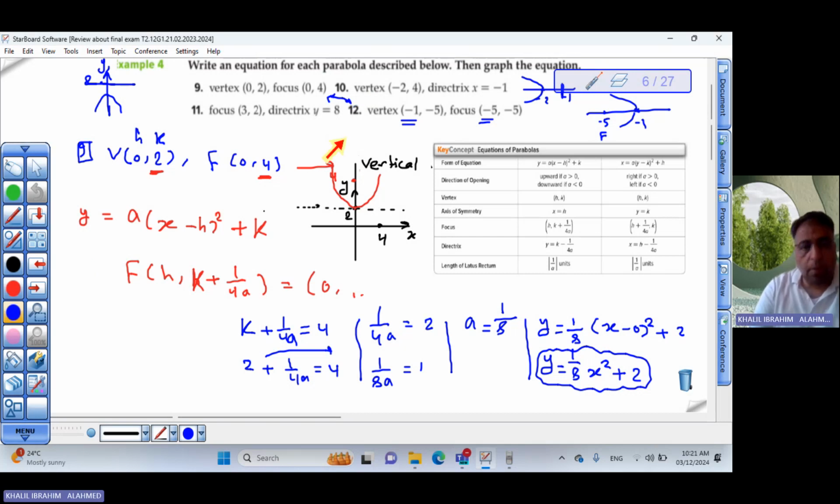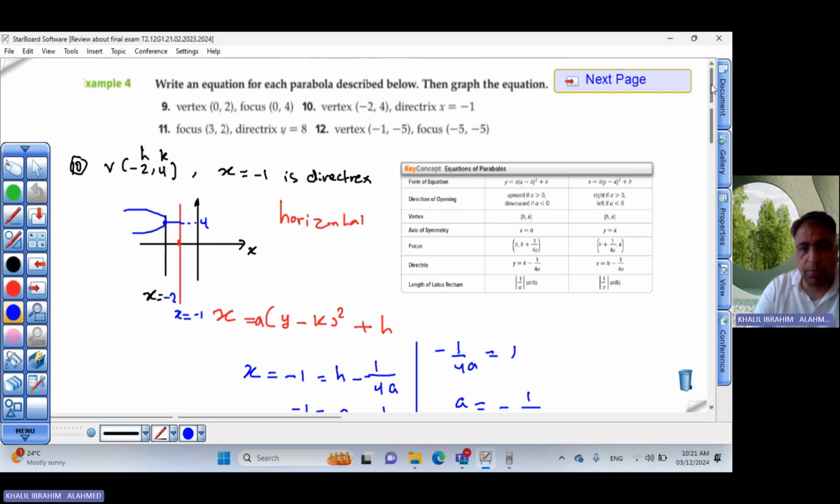Okay. Let's move to the next question. This question becomes question 10. How to solve question 10? Vertex -2, 4, directrix x equals -1. Now the directrix is back of the vertex. As you see, this is -2, this is -1.